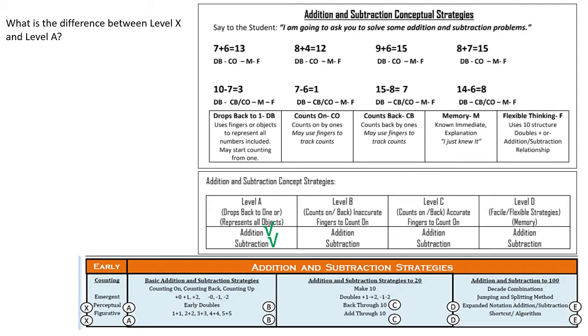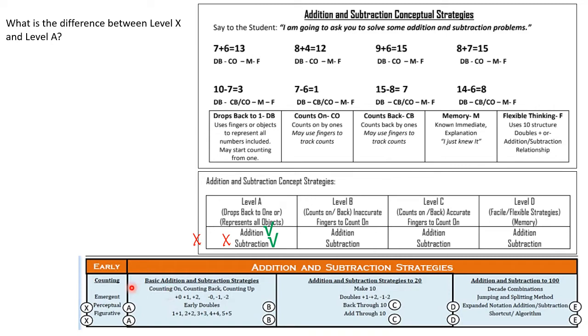Because remember, with the addition subtraction, it's not as much about getting the correct answer as it is measuring the level of sophistication of the strategies that they're using, okay? So if a student is using low level strategies but getting it right, you would go ahead and just give them the check marks in level A. Now say students are using these low level strategies, they're dropping back to 1, they're re-representing and they're getting the wrong answer, that's when you would go ahead and give them an X, okay? And again, as with counting, if you're not comfortable putting an X in the box because you may think that's what they're doing, you can go ahead and put the X outside of the box as well, okay?